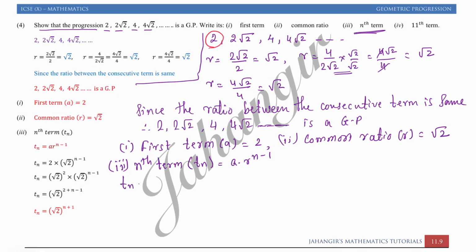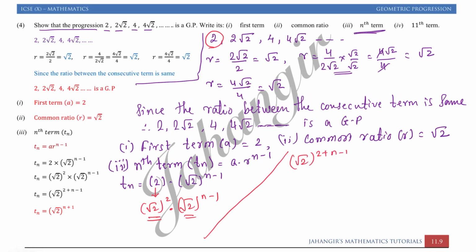So I can write Tn is equal to A value is 2, R value is root 2 raised to n minus 1. So here 2 I can easily write as root 2 whole square. It can be written easily. Multiply by root 2 raised to n minus 1. Since bases are common, we can take base common. Root 2 I can take common. You will get 2 plus n minus 1. So that can be written as root 2 raised to 2 minus 1 is 1, so you will get n plus 1. Here you got this nth term.